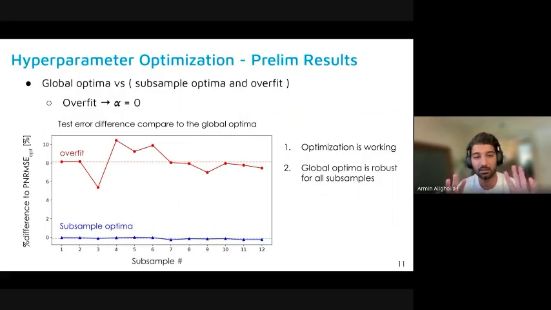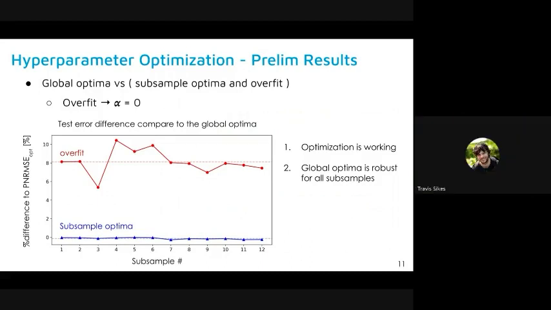I'll just stop here because that was lots of stuff that I was talking about. Is there any question? Just to clarify, all the PNRMSE shown here is the test PNRMSE, not the train?